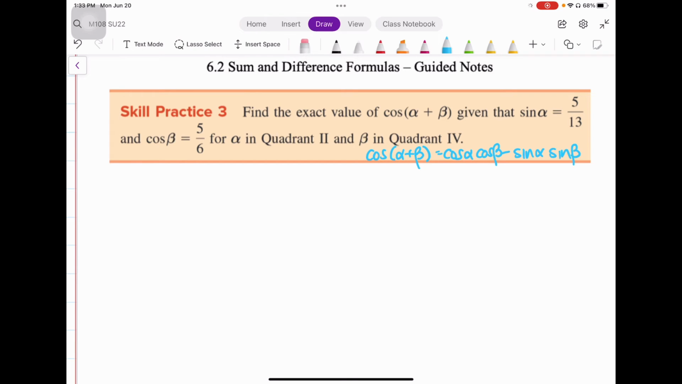If we have the cosine sum of alpha plus beta, that's cosine alpha cosine beta minus sine alpha sine beta. I then need the cosine of alpha, the sine of alpha, the cosine of beta, and the sine of beta. Based on the sine and cosine they've given us, we're going to need to draw this and figure out what those values are. I'm going to draw two different triangles to represent the situation we have here.